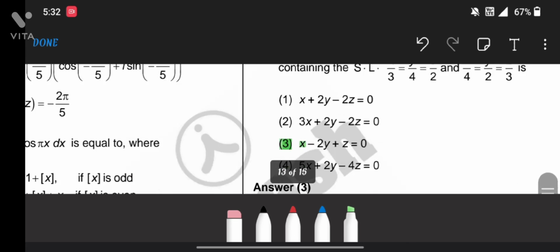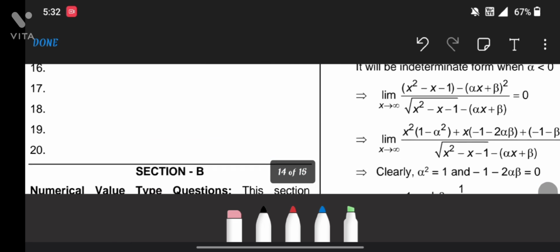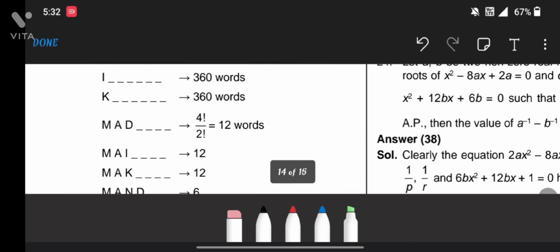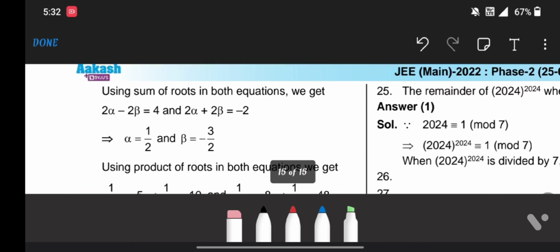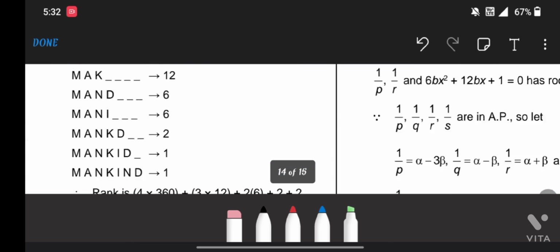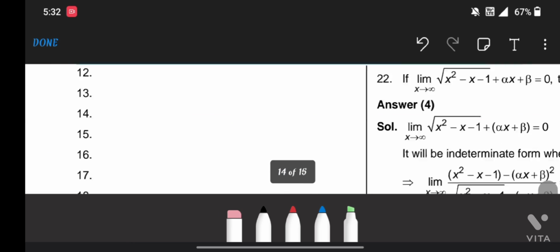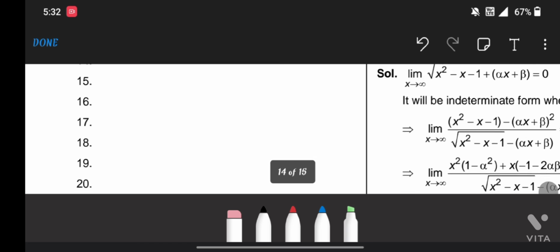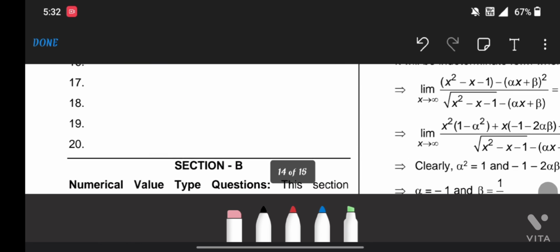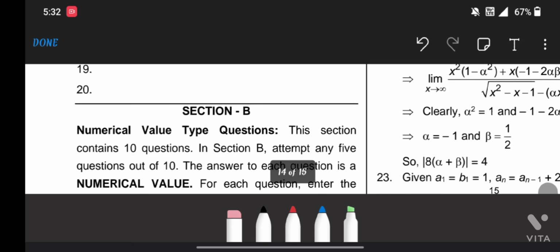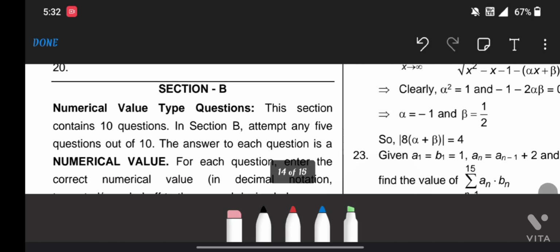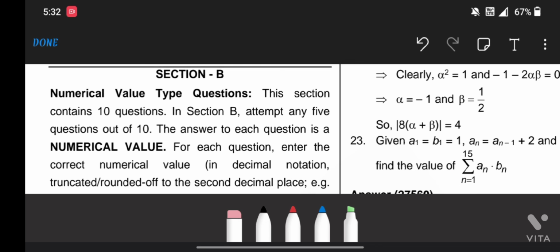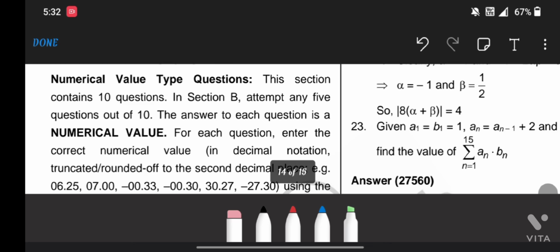Summation n is equal to 1 to 15 of an into bn is equal to summation n is equal to 1 to 15 of 2n cube minus n square. So 2 into (15 into 16 by 2) whole square minus 15 into 16 into 31 by 6, and that is equal to 27,560. So 27,560 is the answer we get.